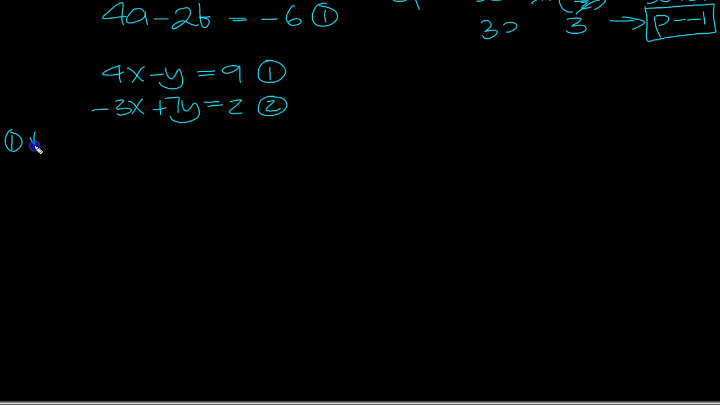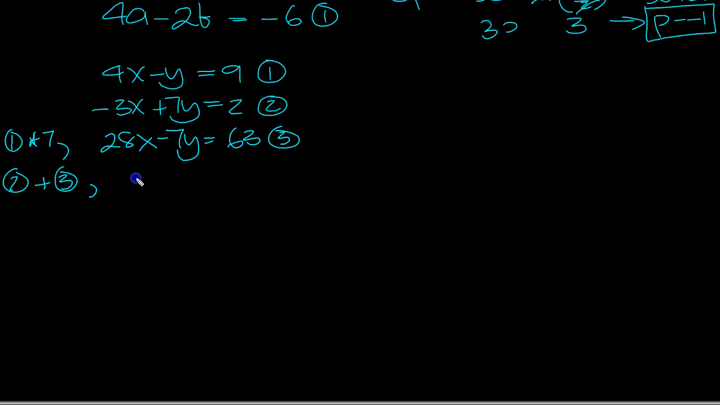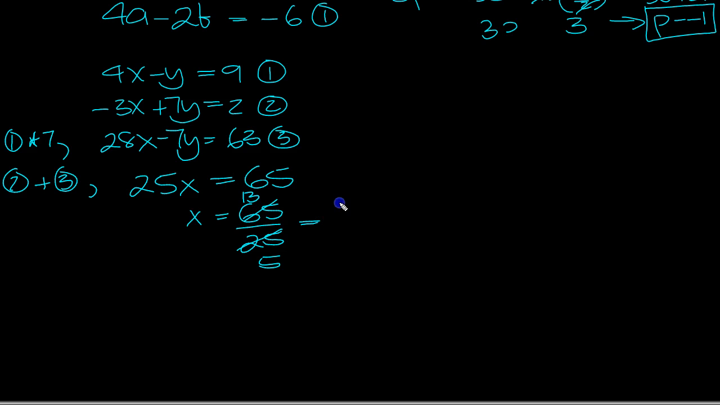Number 1 times 7. 7 of these is 28x. 7 of these is minus 7y. 7 nines is 63. And now we can add these two, can't we? They'll cancel. So add 3 and 2. 28 minus 3 is 25x. These added cancel. 63 and 2 is 65. So x is equal to 65 over 25. Cancel by 5, top and bottom. 13 over 5.